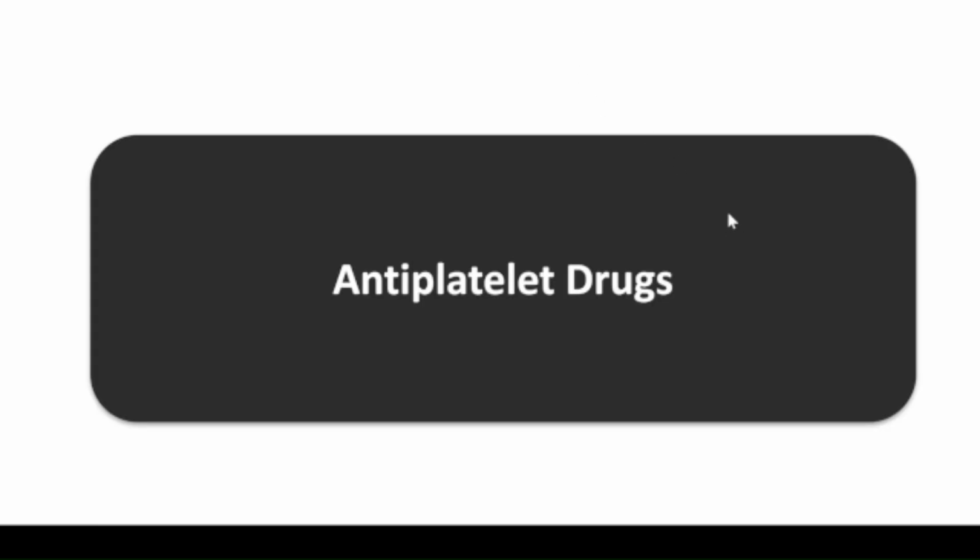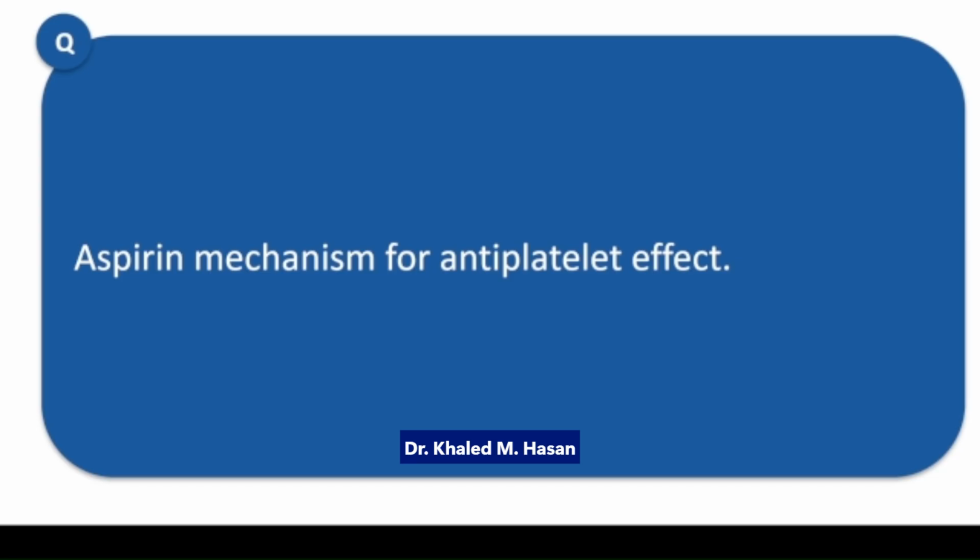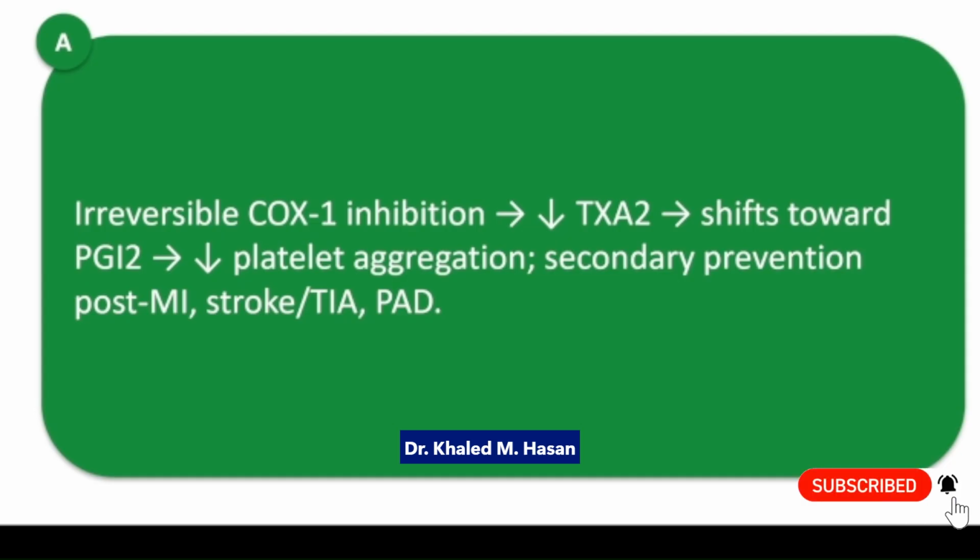Okay, let's get started with antiplatelet drugs. Okay, number one, we have aspirin. We ask about aspirin's mechanism of action for its antiplatelet effect. How does aspirin produce its antiplatelet effect? As you can see here, aspirin irreversibly inhibits COX-1. This will lead to decreased thromboxane A2, and as a result, this will shift the balance towards prostacyclin. And prostacyclin is responsible for decreasing platelet aggregation.